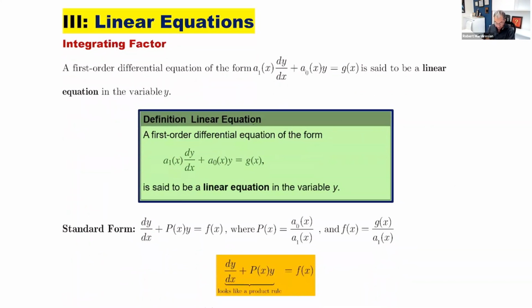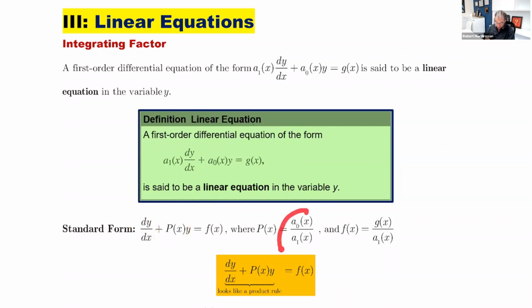So again, I have the definition here, which is the same thing. Just remember a1 of x times dy/dx plus a0 of x times y equals g of x, and that's a linear equation. Now, changing it to standard form, if we divide everything by a1 of x, every single term, and this side by a1 of x. So here dy/dx is by itself and we have p of x, but what is p of x?